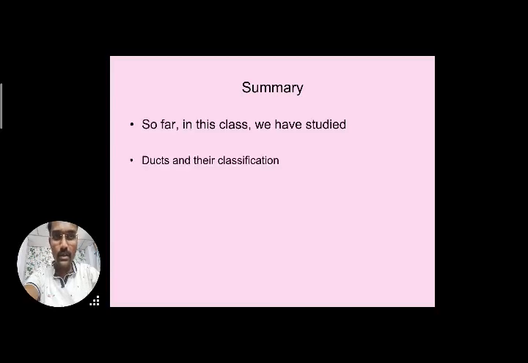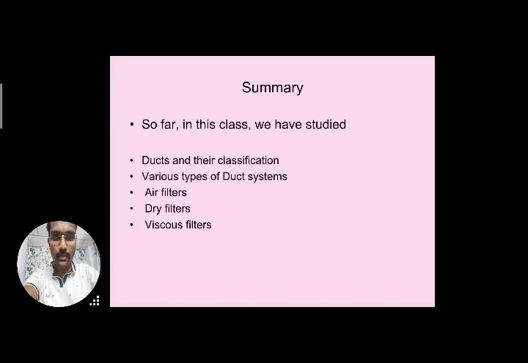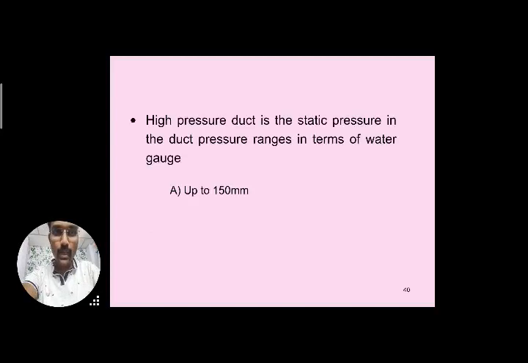Okay, coming to the summary part, we have seen what a duct is and their classifications, various duct systems, and air filters. What is an air filter? What are the subtypes? In today's class we have discussed only two types, the dry filters and viscous filters. And coming to a few quiz questions here.